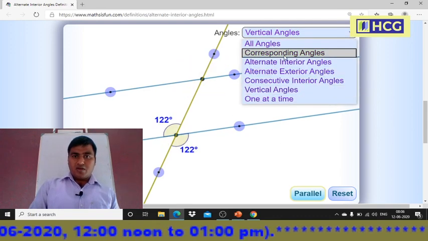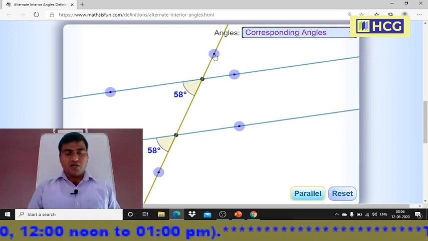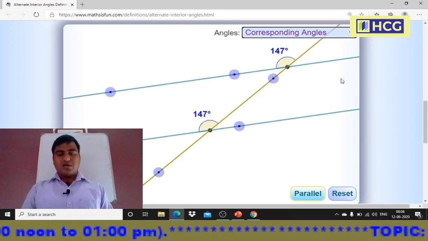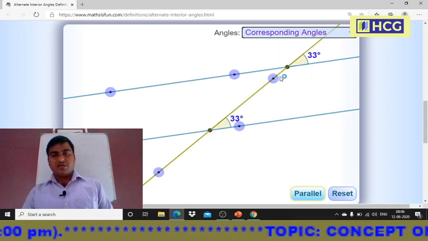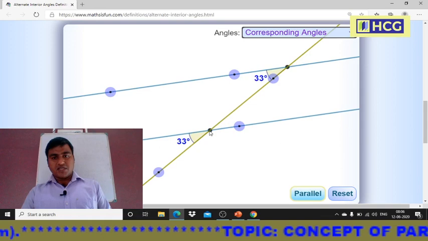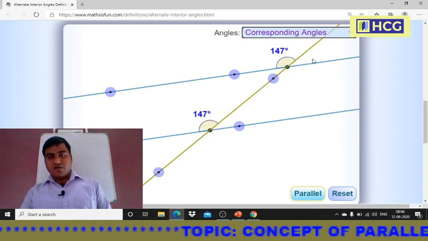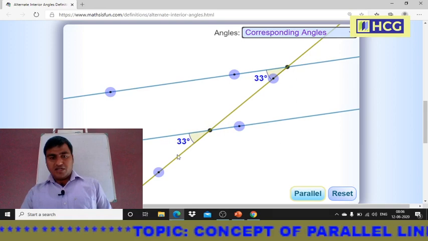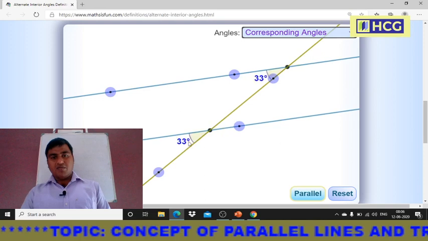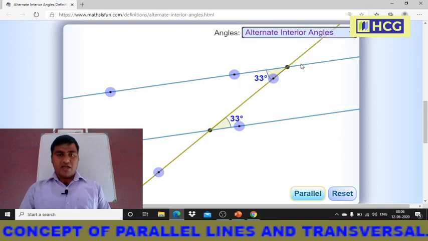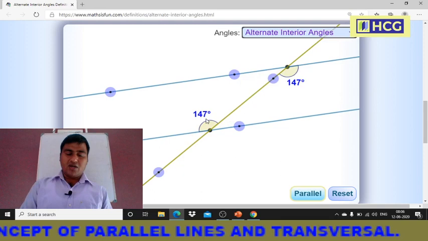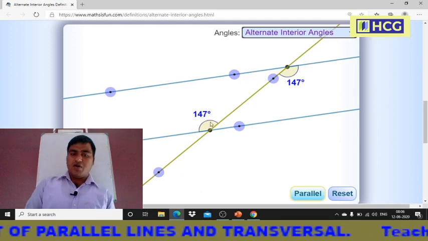Next, corresponding angles. Now we move the transversal. These two blue lines are parallel lines and the yellow line intersects them, so the yellow line is a transversal. Here 33 degrees is a corresponding angle, and 147, 147 are corresponding angles. The measurements of corresponding angles are equal. Alternate interior angles: these two angles are alternate interior angles, and their measurements are equal, 33, 33, 147, 147.